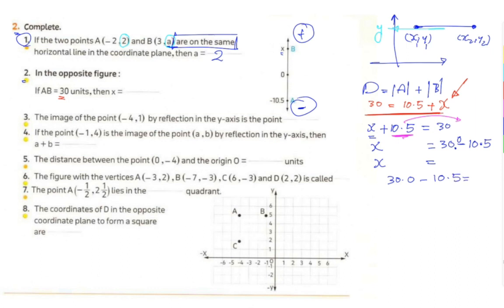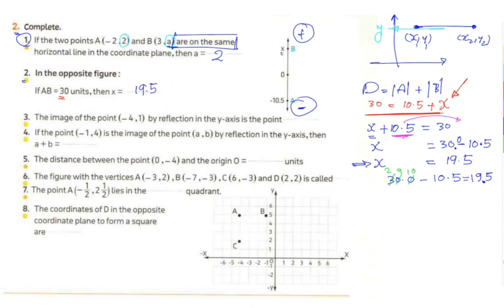Let's see the result. Okay, first 0 minus 5, this 0 will be 10 and this 0 will be 9 and 2. Okay, 10 minus 5 equals 5. 9 minus 0, that's 9. 2 minus 1, that's 1. And don't forget the decimal point. So the result here is 19.5. So the value of X is 19.5.